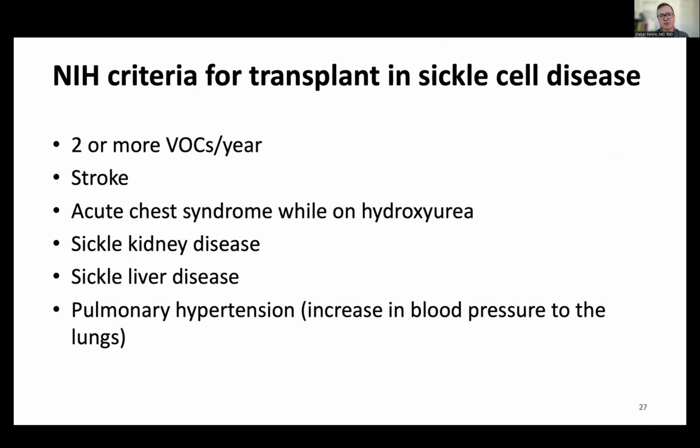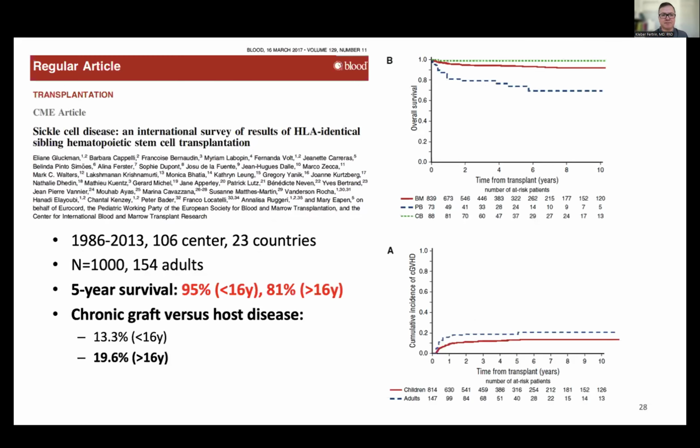The criteria for a transplant are quite broad. The NIH recommends transplant for any patient with a severe phenotype, which is pretty common. But also, of course, for patients who have had any severe complications, stroke, acute chest, despite being on hydroxyurea, sickle cell kidney or liver disease, pulmonary hypertension when the blood pressure to the lungs is increased. So any more definitive complication will be grounds to think about the possibility of transplant for a patient.